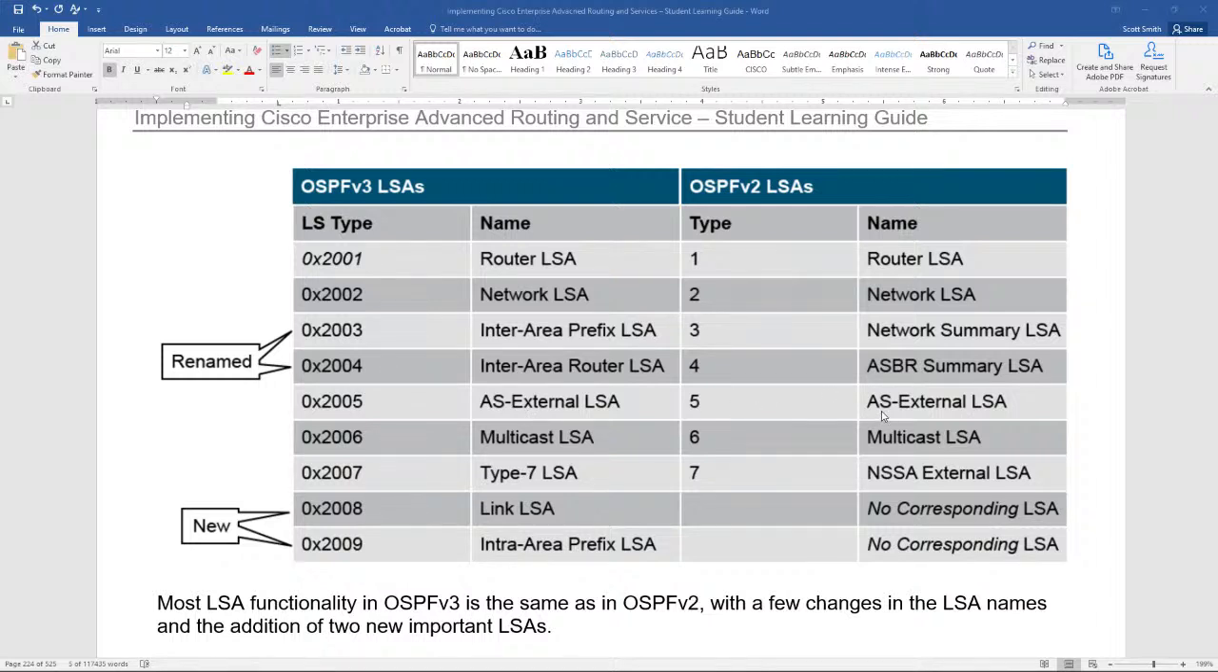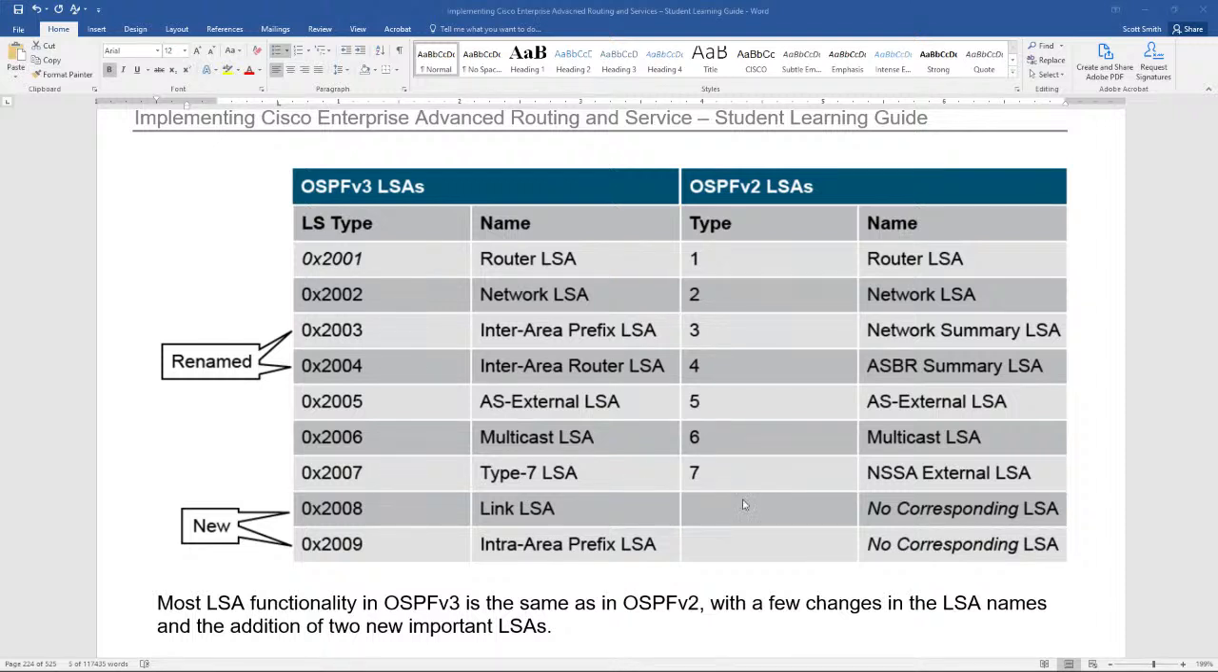AS, of course, stands for autonomous system. So an AS external LSA is an LSA representing a network that was redistributed into OSPF. Multicast, we don't really talk about. NSSA external, not so stubby area, is a type 7, which is basically an external LSA coming from an ASBR that's attached to a special area type. And then a multicast LSA, a type 7 LSA is what they renamed it to in OSPF v3.